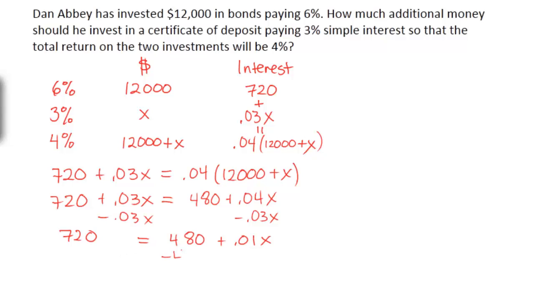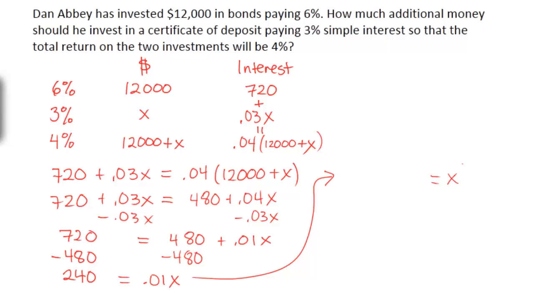Subtract the 480 and you get 240 equals 0.01x, which leaves us with 240 divided by 0.01, which leaves us with x being 24,000.